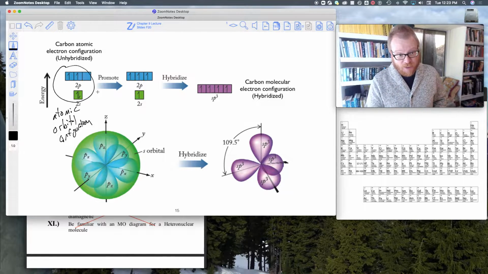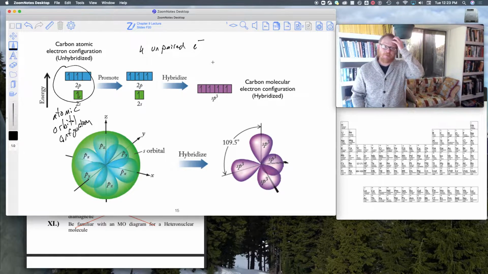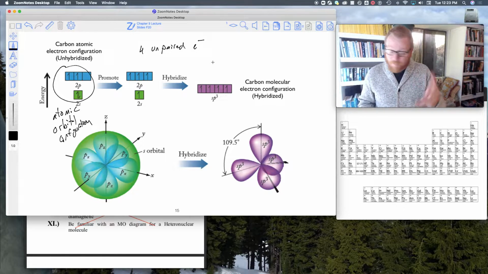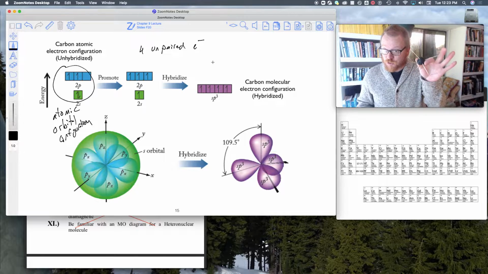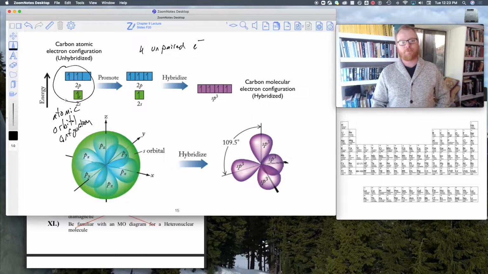Okay, and so this process of promotion happens. So one of these electrons gets promoted up to that level. And the important thing to note here is we have 4 unpaired electrons in carbon now. Okay, and this is why we often see carbon form 4 bonds. Carbon makes this tetrahedral geometry really readily because of its atomic electron configuration.